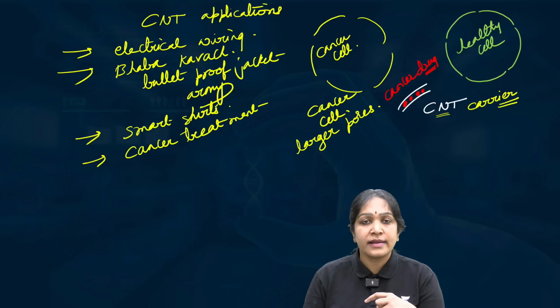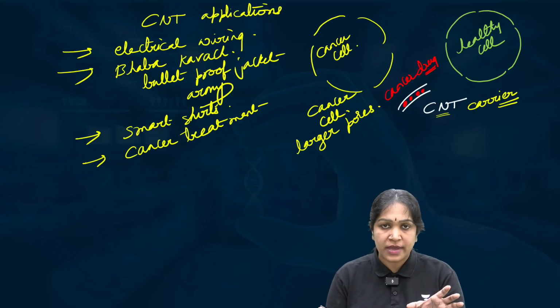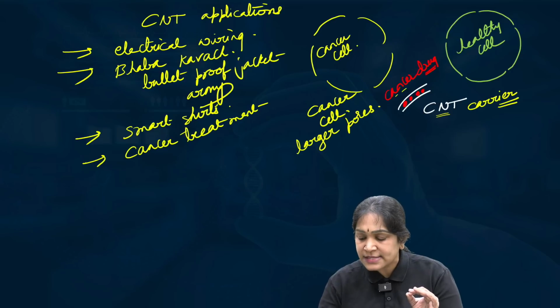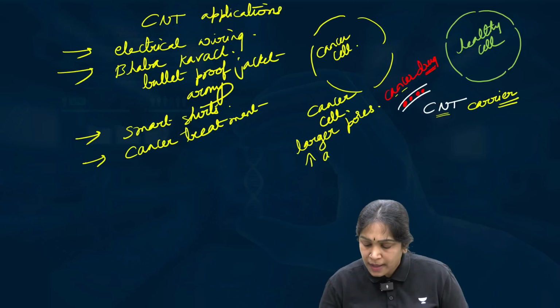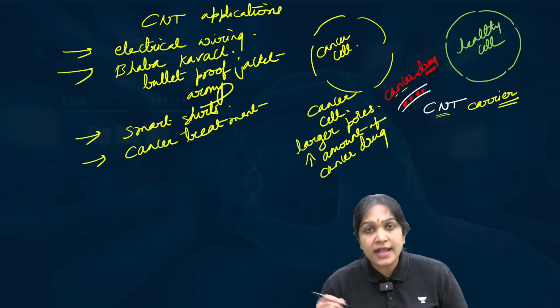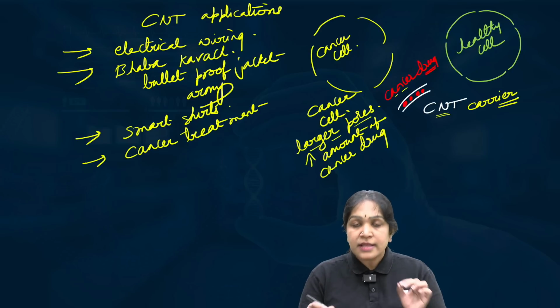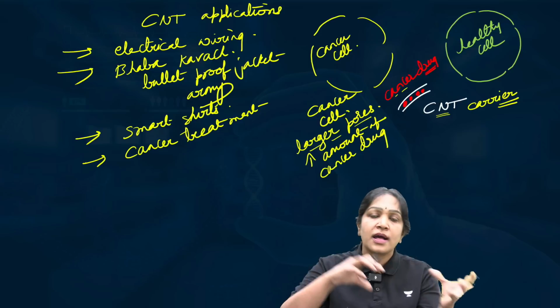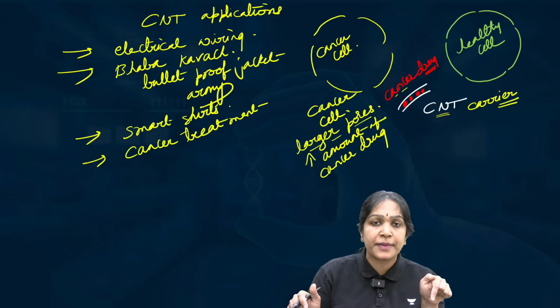Now, looking at the diagram, you can easily understand that more carbon nanotubes means more of this cancer drug reaches the cancer cells. Why? Because of the larger pores. Due to larger pores, the cancer cells can take up more carbon nanotubes. And where is the cancer drug? It is inside the carbon nanotubes.